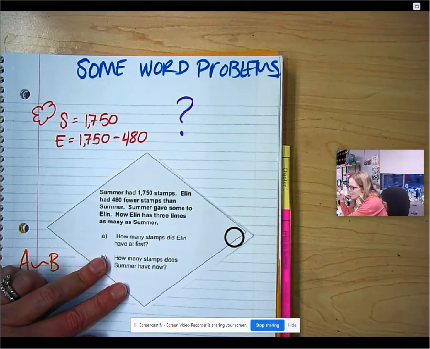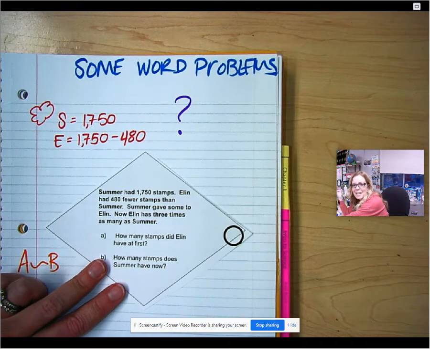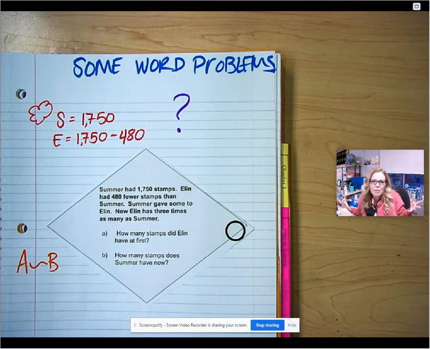Now, there's a change in this because it says Summer gave some of her stamps to Elin. Now Elin has 3 times as many as Summer. So this is where it gets so tricky. Some. How do we know how many she gives, right? This is why the math and focus word problems are so challenging, because they're multi-step, multi-operational. So let's break this up and really detail what we're looking for.